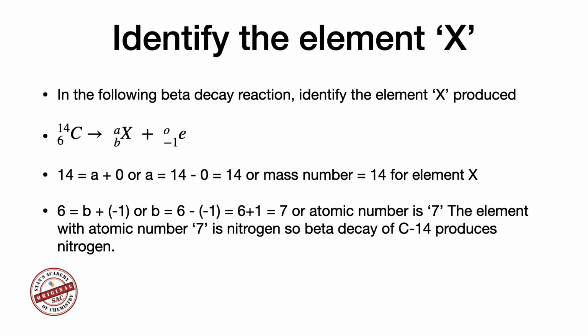And if you look in the periodic table, you'll find that the element with atomic number 7 is nitrogen, or we can say carbon 14 undergoes a beta decay to produce nitrogen. So that's how we can determine the element or the subatomic particle that is produced during a nuclear transmutation or a nuclear decay, and come up with the element or the particle.